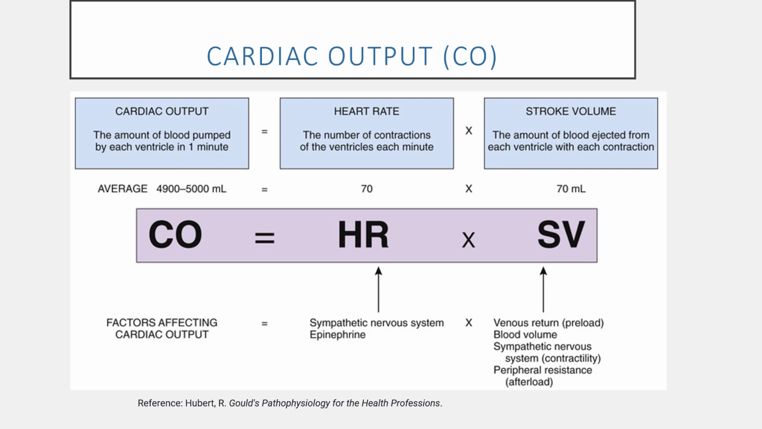For example, if the stroke volume is 70 milliliters per beat and the heart rate is 75 beats per minute, the cardiac output would be CO equals 70 mL per beat times 75 beats per minute, and that equals 5,250 milliliters per minute. This means that the heart is pumping approximately 5,250 milliliters of blood per minute, which is within the typical resting range of cardiac output.